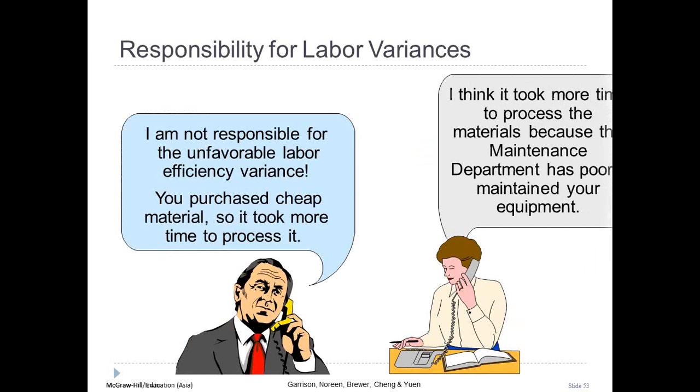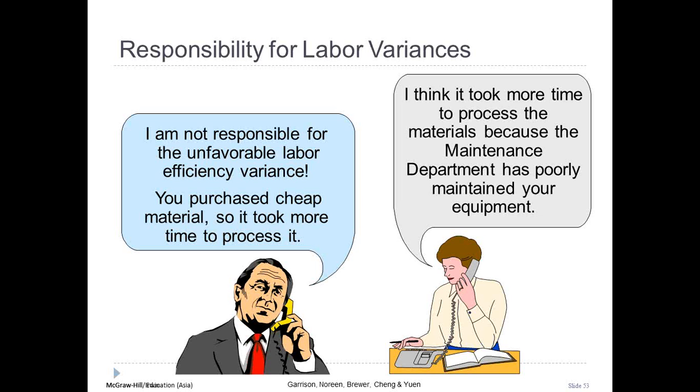However, labor variances are not entirely controllable by one person or department. For example, the maintenance department may do a poor job of maintaining production equipment. This may increase the processing time required per unit, thereby causing an unfavorable labor efficiency variance. The purchasing manager may purchase lower quality raw materials, resulting in an unfavorable labor variance for the production manager.